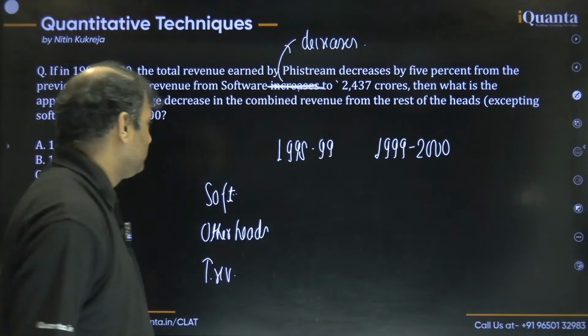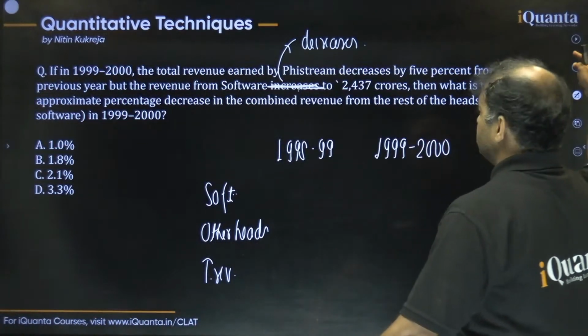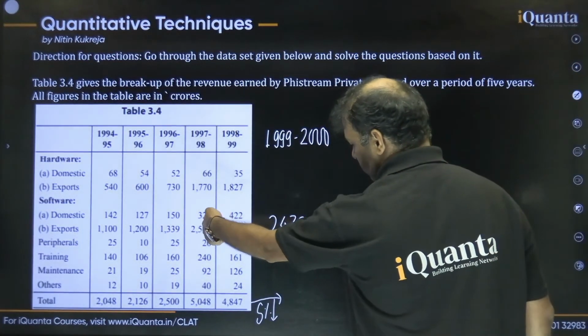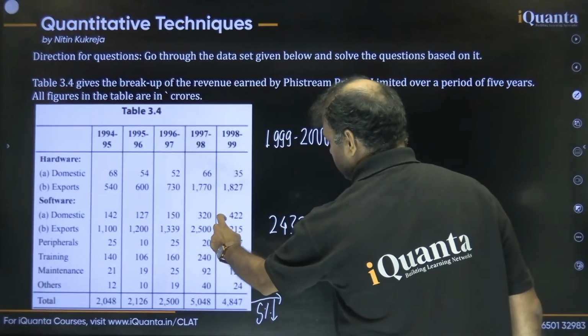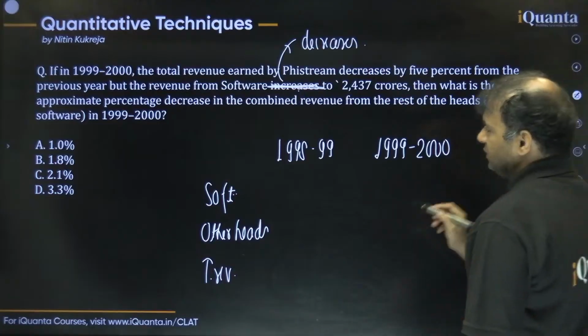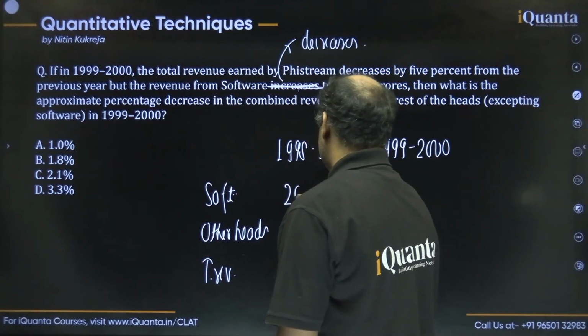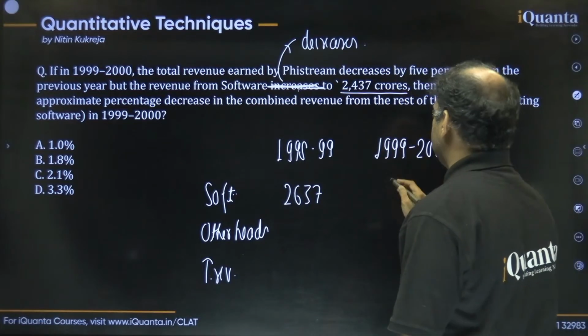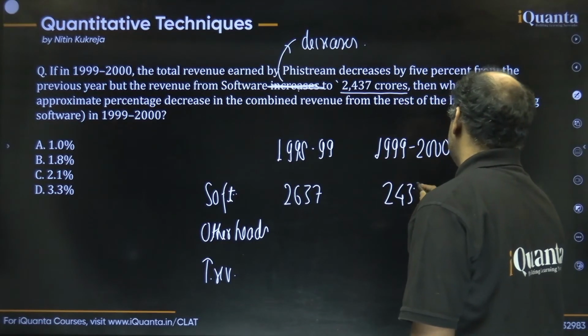All right, so I was talking about the revenue from the software, right? Revenue from the software in 98-99, if you add all of that, should be 2600 plus 37, right? 22 plus 15 is 37. So 2637, let's write it here, 2637. And next year it has decreased to 2437.